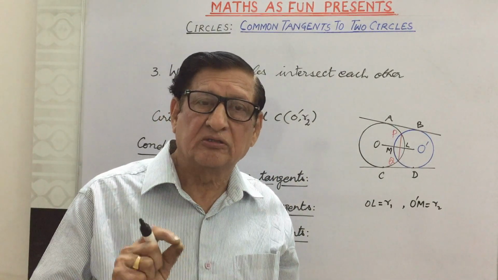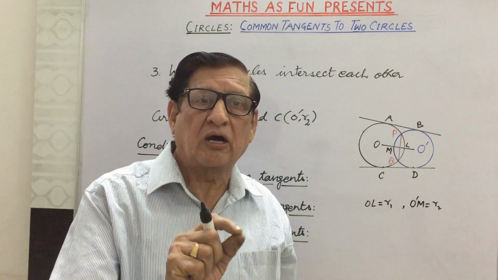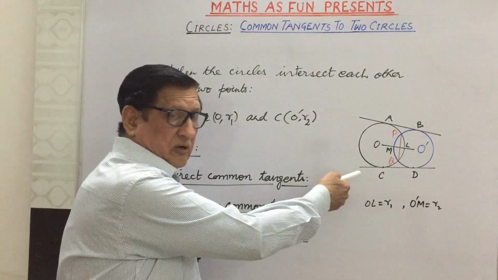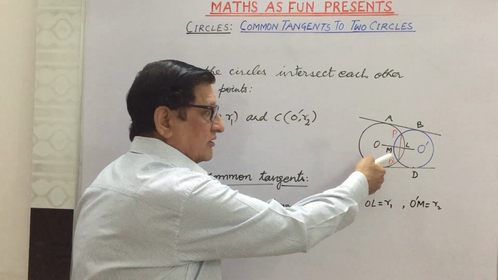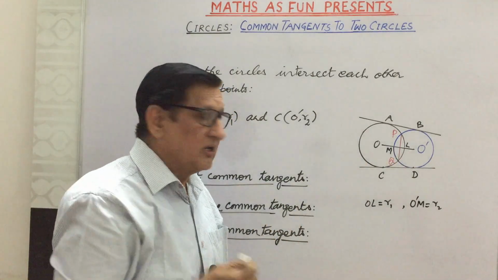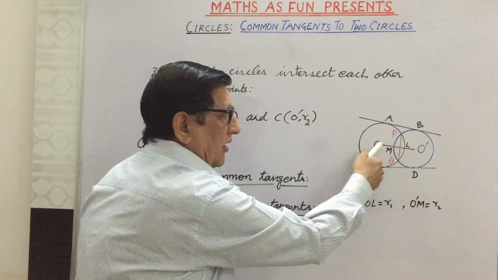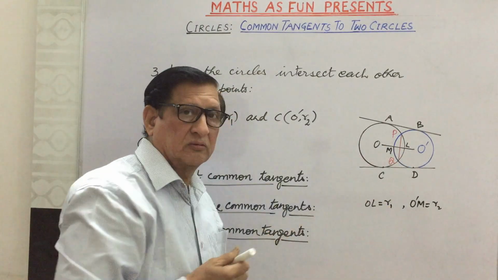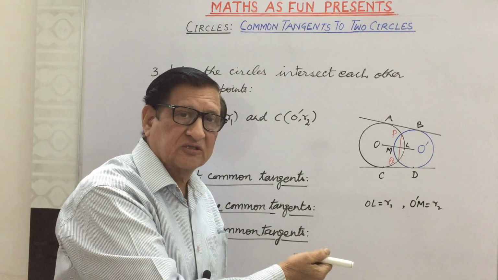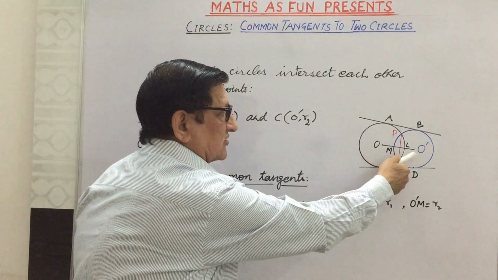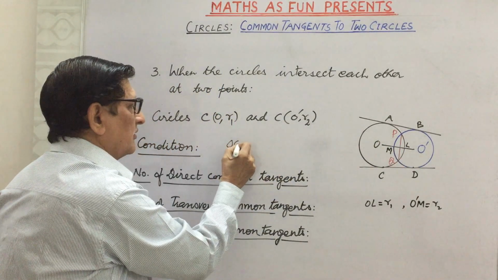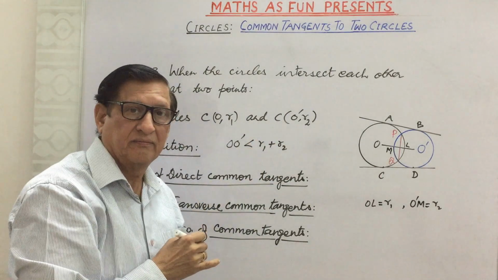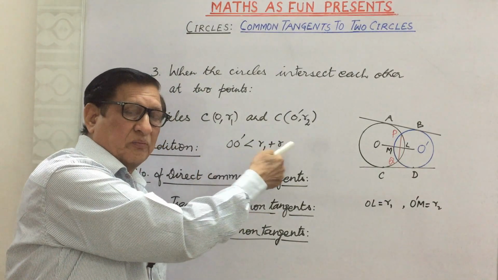The third position of the circles is when the circles are intersecting each other at 2 points. Like here we have 2 circles. One is C(O, R1), another is C(O', R2). Here we can see that OL is R1, and O'M is R2. What becomes the condition in such case? The distance between their centers OO' is less than the sum of their radii. So OO' is less than R1 plus R2.